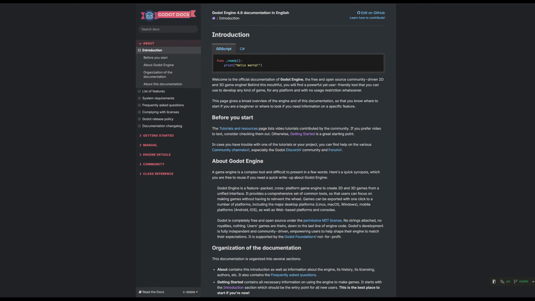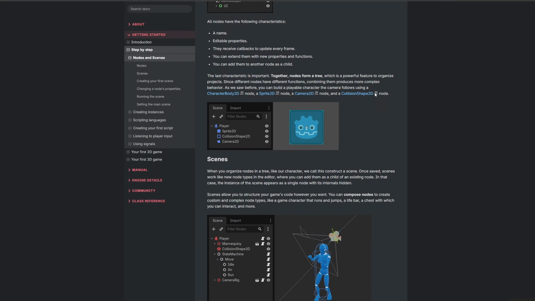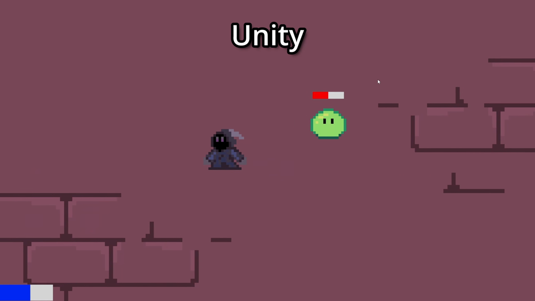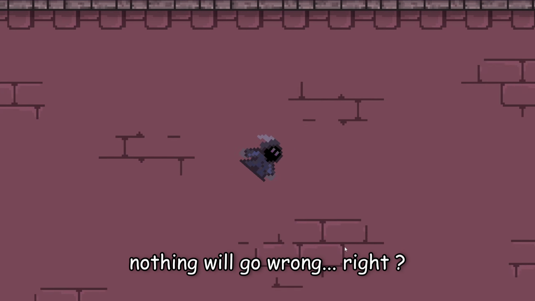I tried learning Godot using only the official documentation, just the docs, nothing else. As a beginner, I used that to recreate my Unity prototype in Godot. Nothing will go wrong, right?